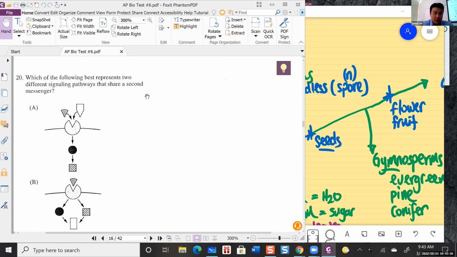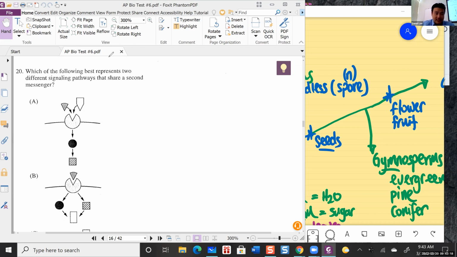Number 20. Which of the following best represents two signaling pathways that share a second messenger? Two signaling pathways is the key, right? So this is one pathway, right? I only see one. Here I see two. Okay, so we have to see what the best answer is.